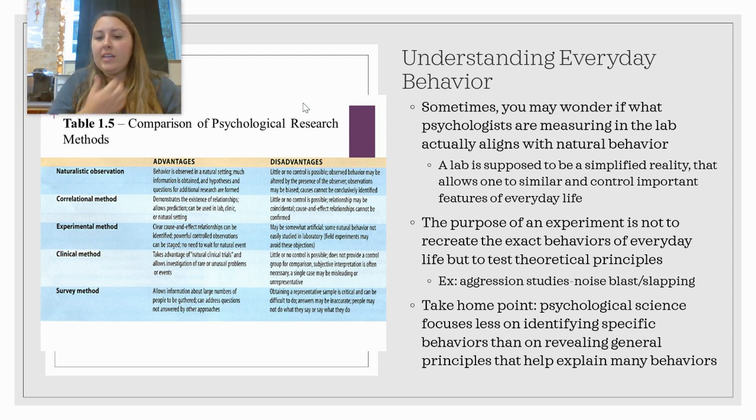So the take-home point of this is that psychological science focuses less on identifying specific behaviors than on revealing general principles. The goal is to reveal general principles that can explain a variety of behaviors rather than just very specific ones like slapping. The goal would be more to understand aggression as a principle. Also, here's another graph that I just thought was really helpful that might help you to understand some of the advantages and disadvantages of a bunch of different types of methods. You don't have to write it all down, but this might be helpful to study with later for your test.